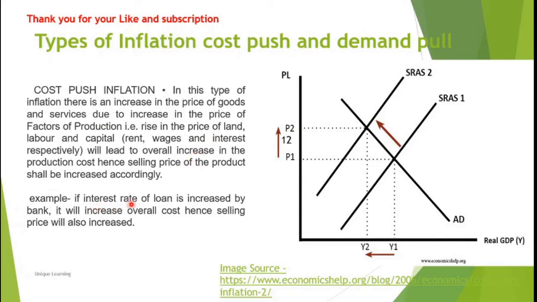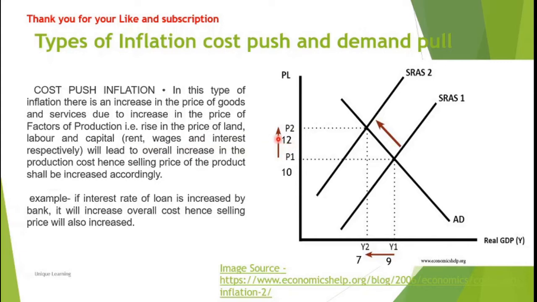Say, for example, if the interest rate of the loan is increased by the bank, then it will increase the overall cost, hence the selling price will also increase. Let us understand this by a graphical presentation. P1 is the initial price. Say there is a 10 rupee price of the product, hence the demand for the goods or services is 9 units. Now, due to the increase in these factors of production costs, the overall cost has also increased, and thereby the selling price is increased.